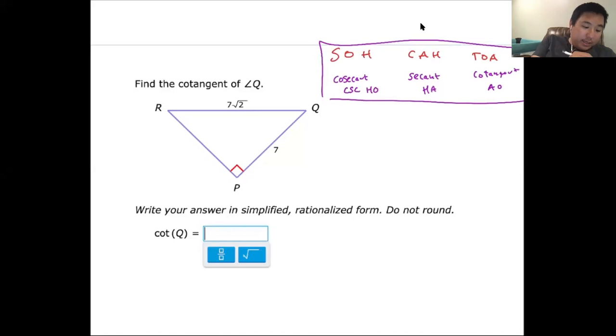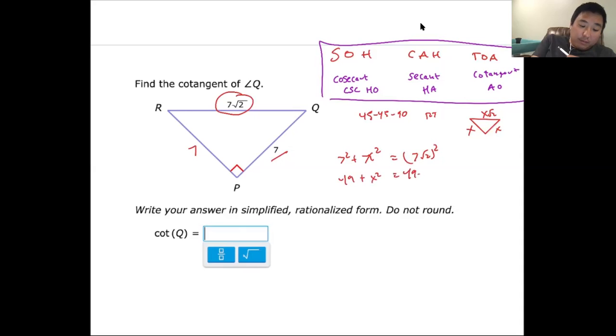So I noticed that this is 7 and 7 root 2. So this is also 7 because it's a 45, 45, 90 right triangle. Remember, it's x root 2. If you didn't know that, you could use 7 squared plus x squared equals 7 root 2 squared. So there's 49 plus x squared. What's 7 squared? 49 times 2. 49 plus x squared equals 98. X squared equals 49. X equals 7.